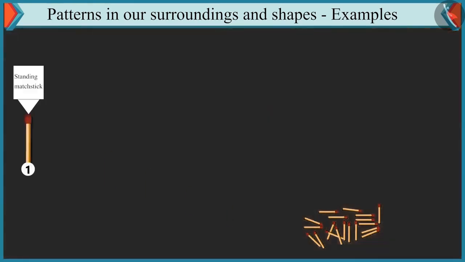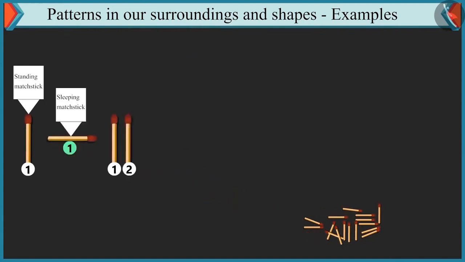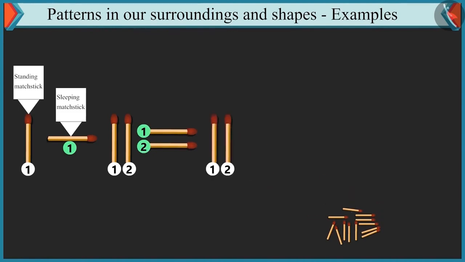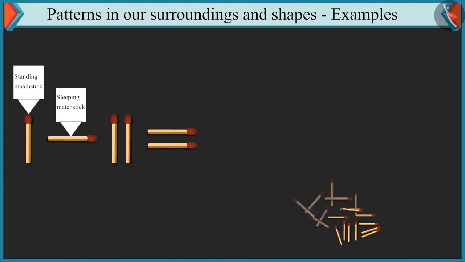Okay. One standing matchstick, one sleeping matchstick near it. Then again two standing matchsticks and two sleeping matchsticks. Now you proceed with this pattern. Next it will be two standing matchsticks and two sleeping matchsticks again. Not like that, Chutki. Look at this pattern a little more carefully. First there is one standing matchstick and then one sleeping matchstick in this pattern. Next there are two standing matchsticks and two sleeping matchsticks. It means here the number of matchsticks is increasing by one each time.